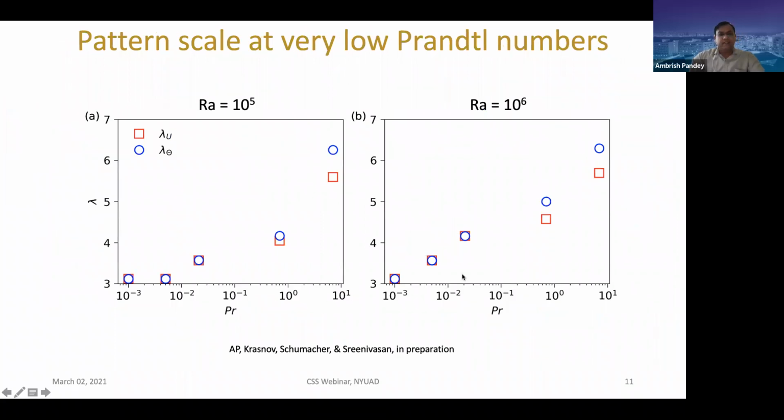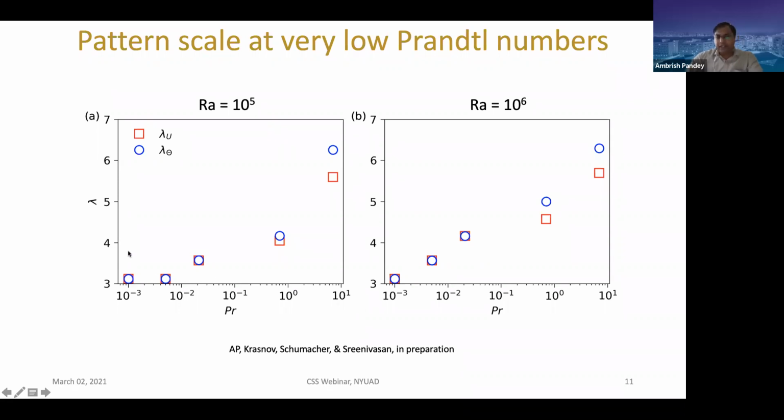We recently extended our study towards more realistic parameters for solar convection. We extended our simulations to a Prandtl number of 10 to the minus 3. And also at higher Rayleigh numbers, we see a very similar result, that the pattern scale decreases with decreasing Prandtl number. So it will be very interesting to see what kind of pattern scale we get at a Prandtl number of 10 to the minus 6, which corresponds to the solar convection case.